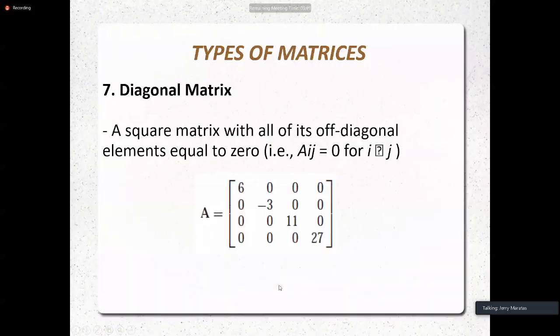Then we have the diagonal matrix. Again, a special case of a square matrix in which all elements, okay, except the main diagonal are zeros. So all elements except the main diagonal. This one is the main diagonal. All other elements are zeros.